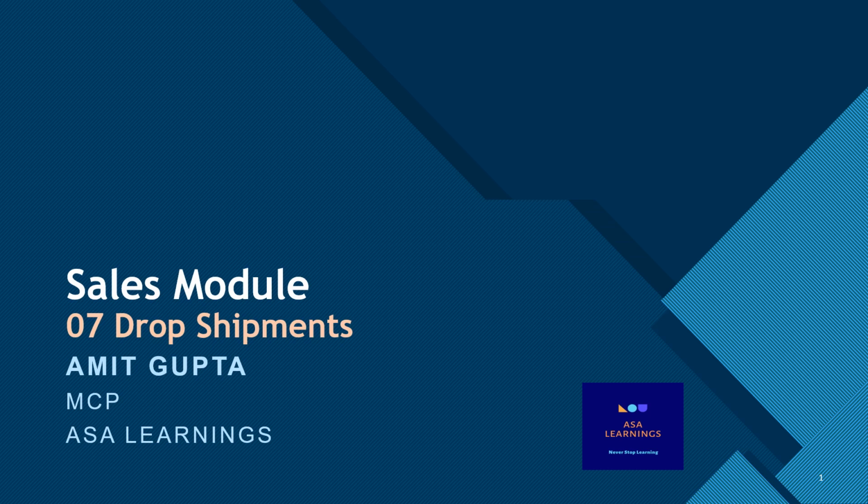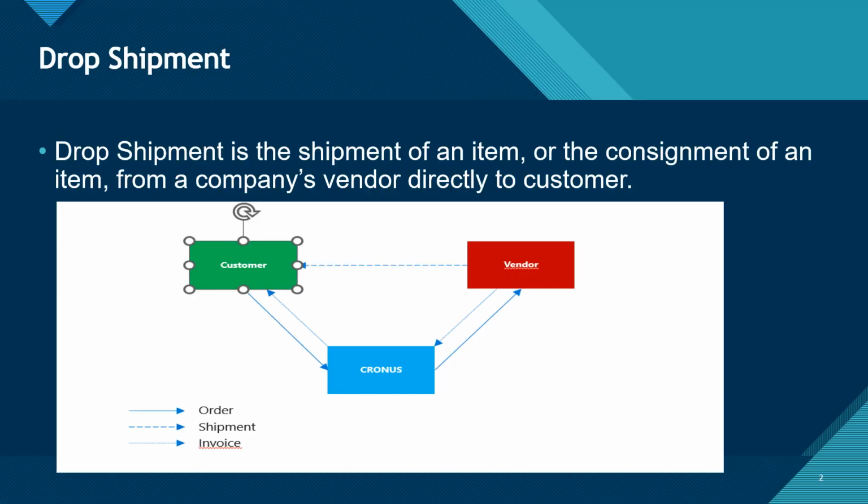This week we will cover the drop shipment functionality. So friends, let's understand what is drop shipment. Drop shipment is a scenario where our vendor will directly ship the goods to our customer based on our instruction. So here if we see our flow, the customer will give the order to the company, the company will raise the order to the supplier, and the supplier will directly supply the goods to the customer. This kind of scenario is called drop shipment.